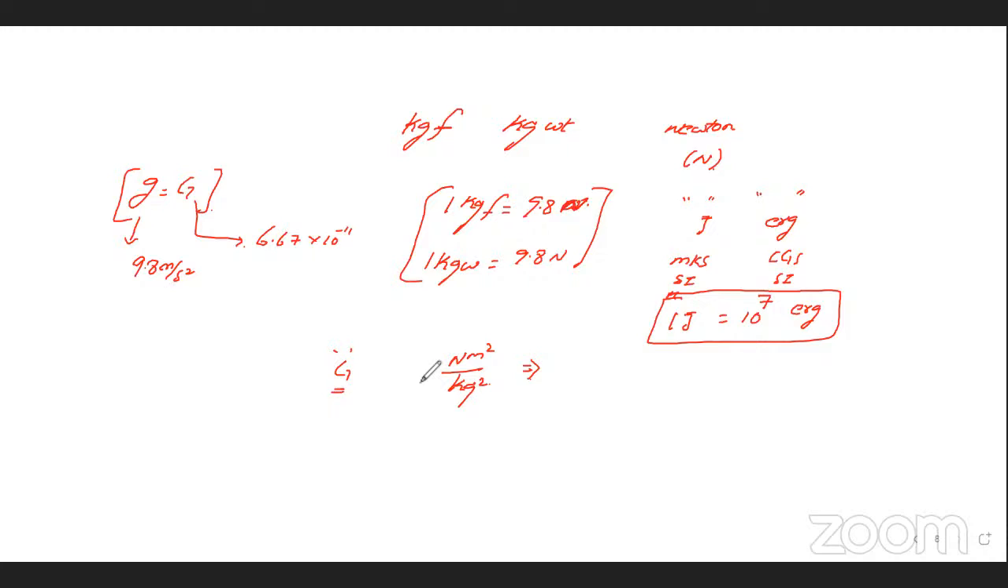If you really know it, you can tell me the dimension of capital G. Dimensions will be formed in the form of M, L and T only. It will be in the form of M, L and T. So L⁻².